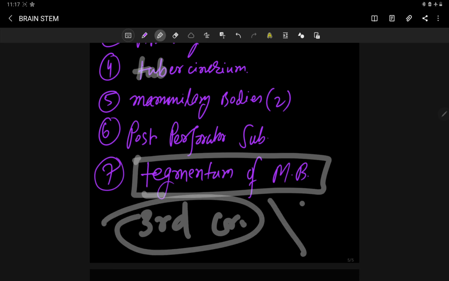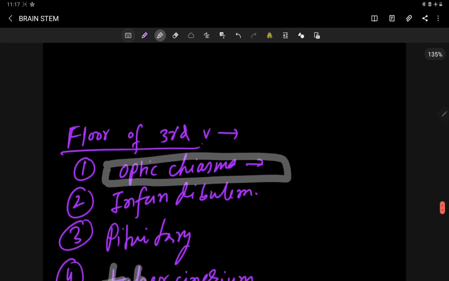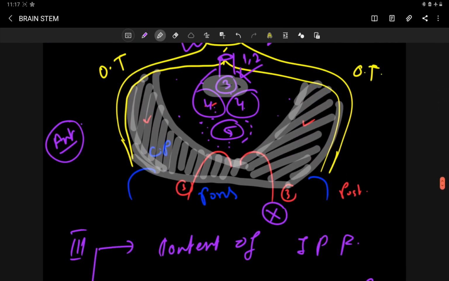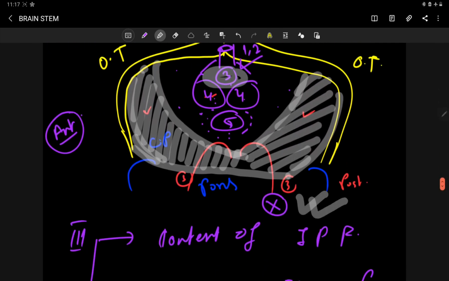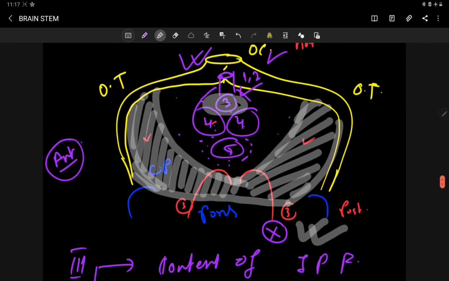The third cranial nerve is not a content of the floor of your third ventricle, but it is a content of your interpeduncular fossa. Alright. Now in the next session, I'll talk about the posterior view of the brainstem.